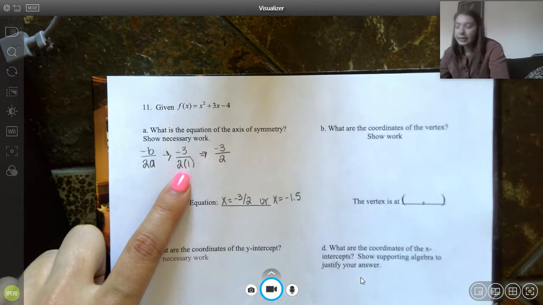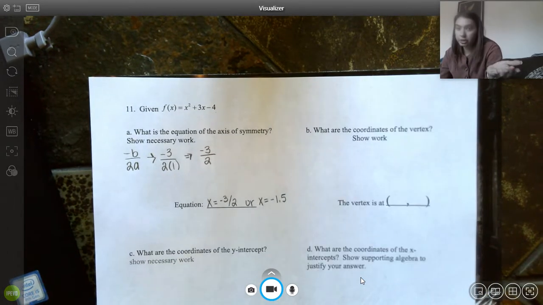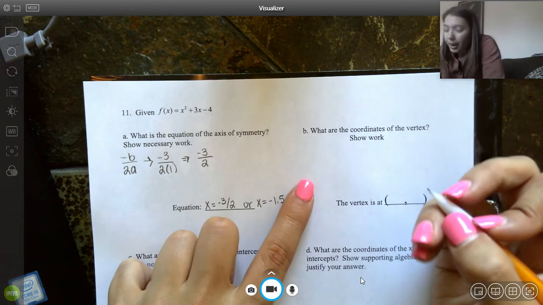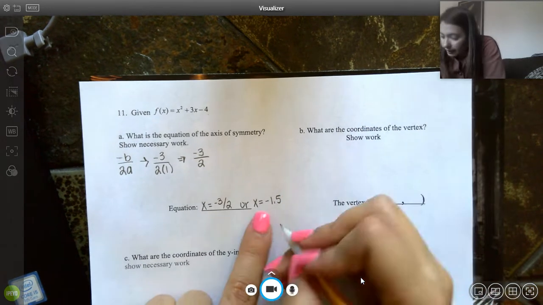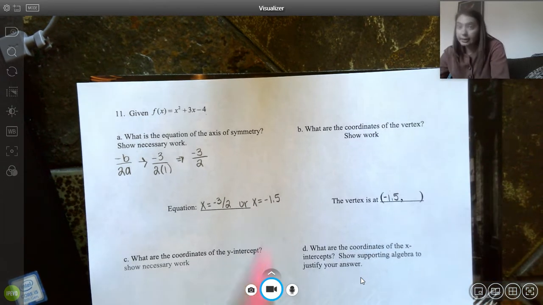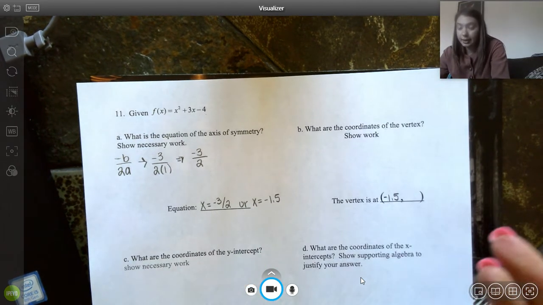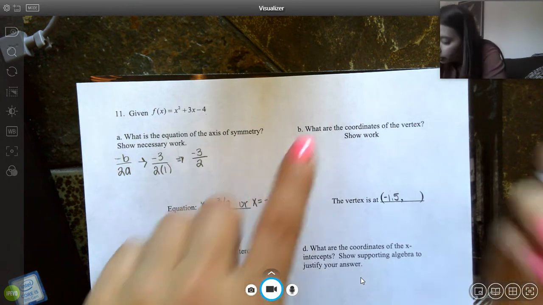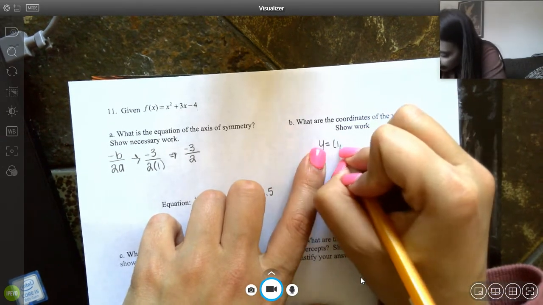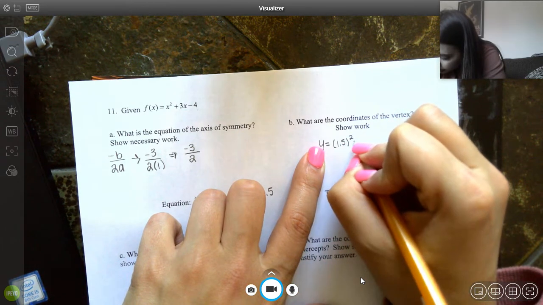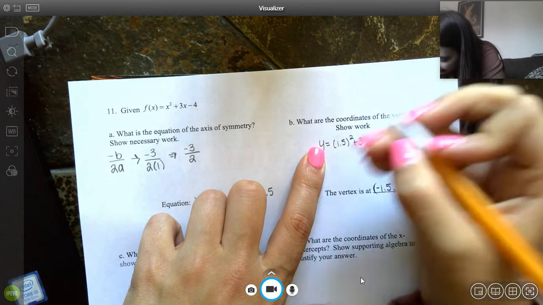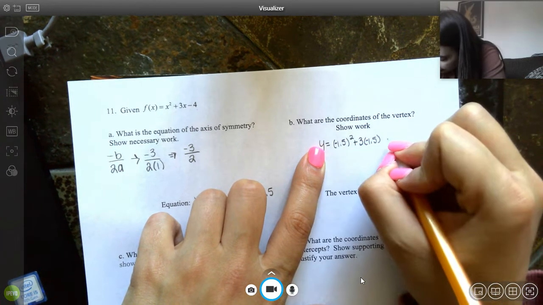Okay. Now, how do we know what the coordinates of the vertex are? Well, we would go ahead and use this x value of negative 1.5. And we can substitute that x value in to find y. So we would say y is equal to negative 1.5 squared plus 3 times negative 1.5, minus 4.